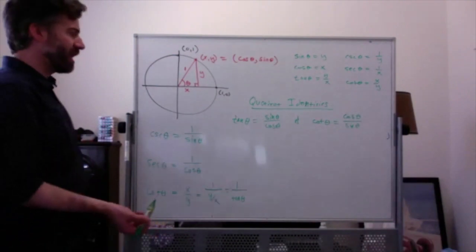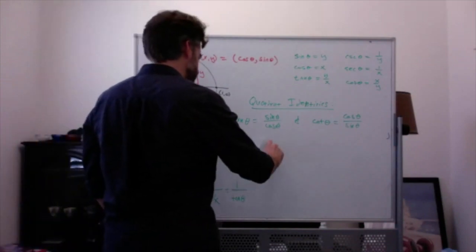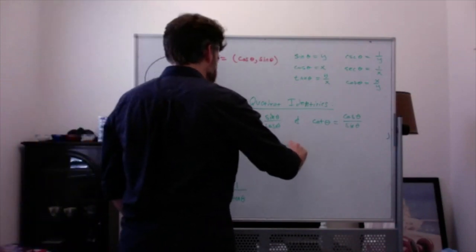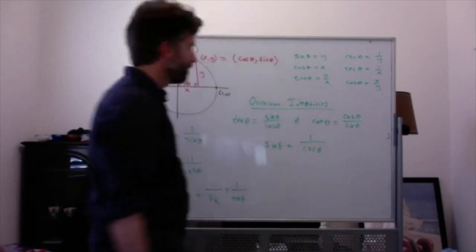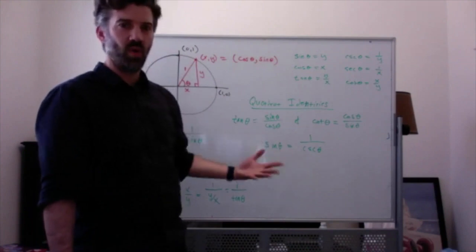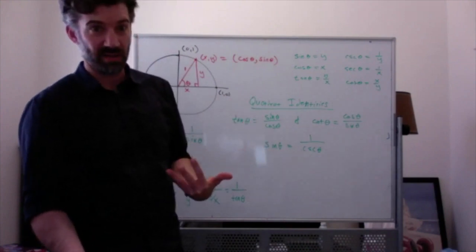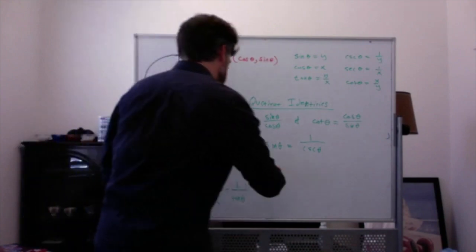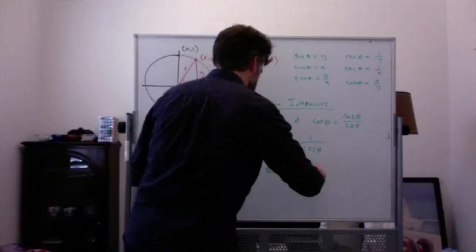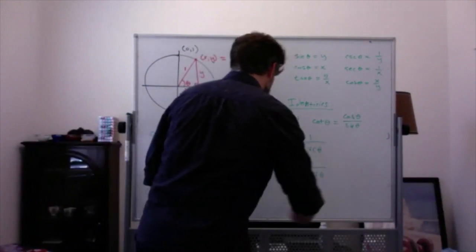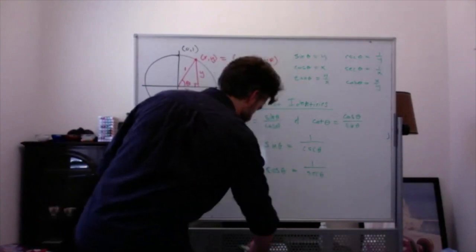Okay, and then you can write them in the reverse way as well. It's usually less used, but sine of theta is equal to 1 over cosecant of theta. Right? 1 over cosecant is 1 over 1 over y, and that is just y, which would be sine. Similarly, cosine of theta is 1 over secant of theta, and tangent of theta is 1 over cotangent.